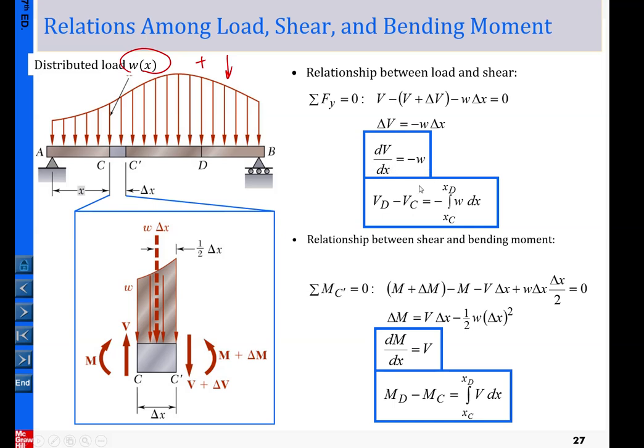If we take the integral on both sides over two points, from the position called XC to the position called XD, measured from point A, this is XD and this is XC. If we do the integral, then basically the difference of VD and VC equals this integral. Similarly, we take the integral, and the difference of the moment equals this integral. And I'm going to explain in detail what this means.